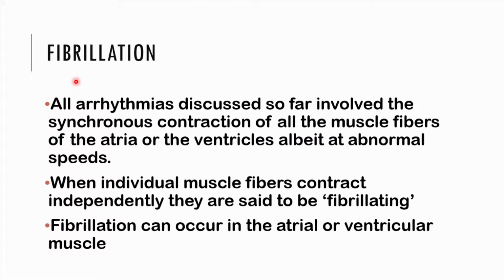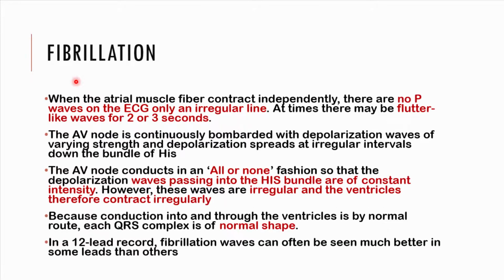Then sometimes you may get fibrillation. Remember that in all the arrhythmias that we've talked about up to this point, the whole muscle of the atrium or the whole muscle of the ventricle was contracting at the same time, even though they were contracting at abnormal speeds. In fibrillation, you get individual muscle fibers that are contracting independently. So you say that the heart is fibrillating. You could have atrial fibrillation, and you could also have ventricular fibrillation.